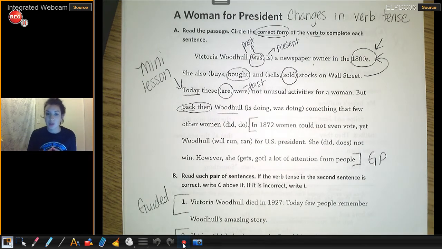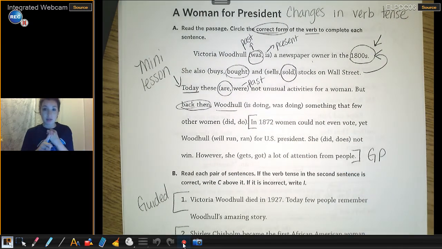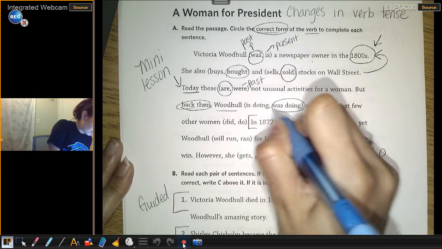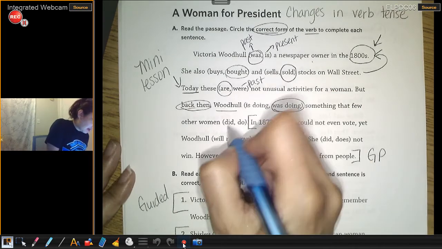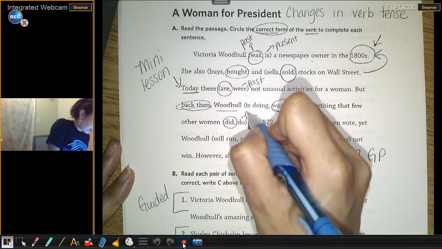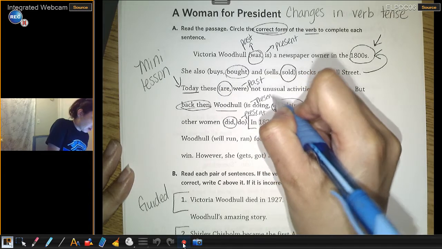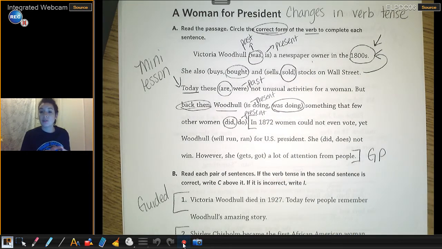So let's continue. But back then, Woodhull blank something that few other women blank. Now, if it's talking about back then, if it's talking about Woodhull from the 1800s, am I using past, present, or future? Past. So I'm going to choose was doing and did. Do represents the present and is doing represents the present, but we're not talking about the present, so that's very important.